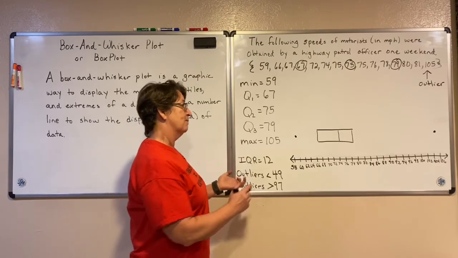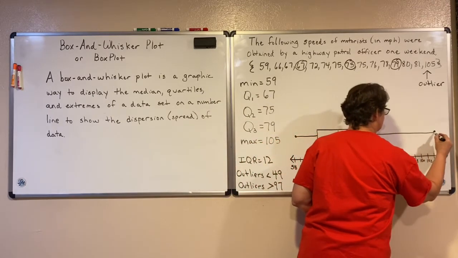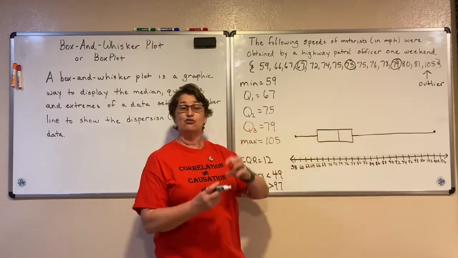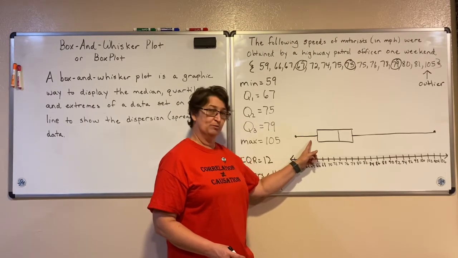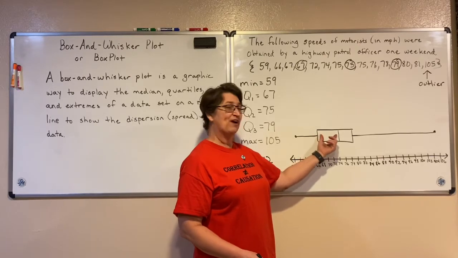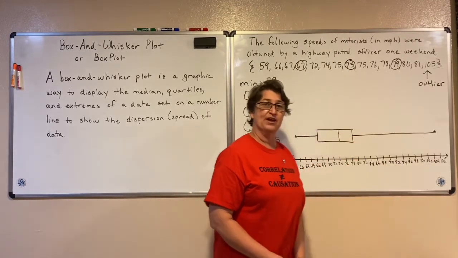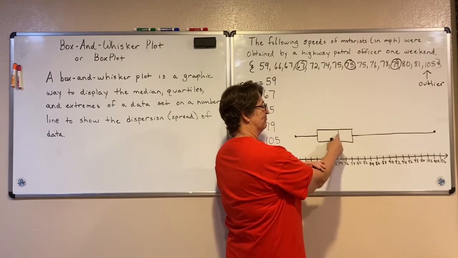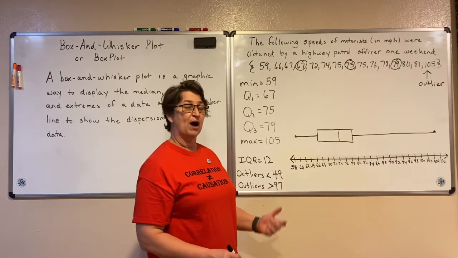Then I'm going to connect my box to its whiskers. So this line here is its whiskers. Therefore, it's a box and whisker plot. And it shows me how spread out my data is. 25% of my data is in this whisker because we divided this into quartiles. So 25% of my data is here, 25% of my data is there, 25% of my data is in here, and 25% of my data is there. Inside the interquartile range, 25 plus 25 is 50% of my data inside this little box. So there's a box and whisker plot.